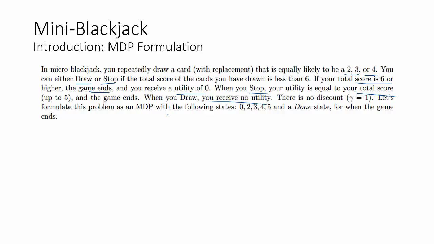The states that we have correspond to the number of points that we can currently have in our hand. And in this game, the states are 0, 2, 3, 4, and 5. We add a done state, which handles the case when we have 6 or more points and the game ends, and also when we take the stop action and end the game. There's no discount in this MDP, so the gamma factor is 1.